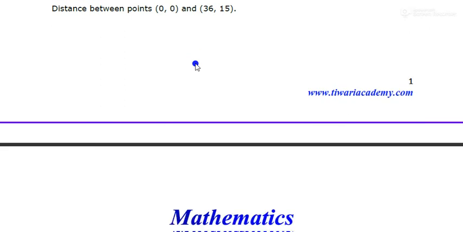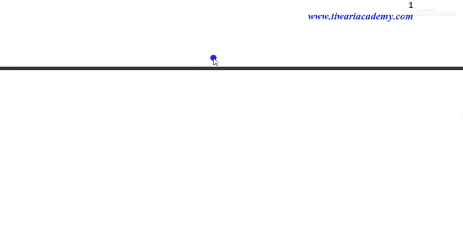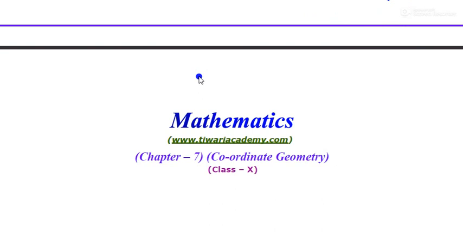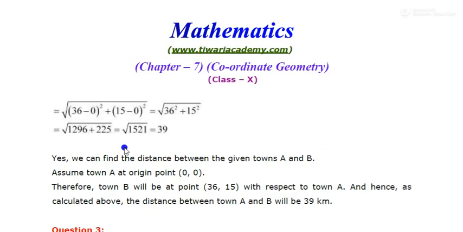Okay, now let me show the solution of the question here. See, 36 minus 0 whole square plus 15 minus 0 whole square, that is x2 minus x1 whole square plus y2 minus y1 whole square, that is under root 36 whole square plus 15 whole square. So just solve this. What is 36 whole square? 1296, and 15 whole square is 225. We have to practice these squares also.